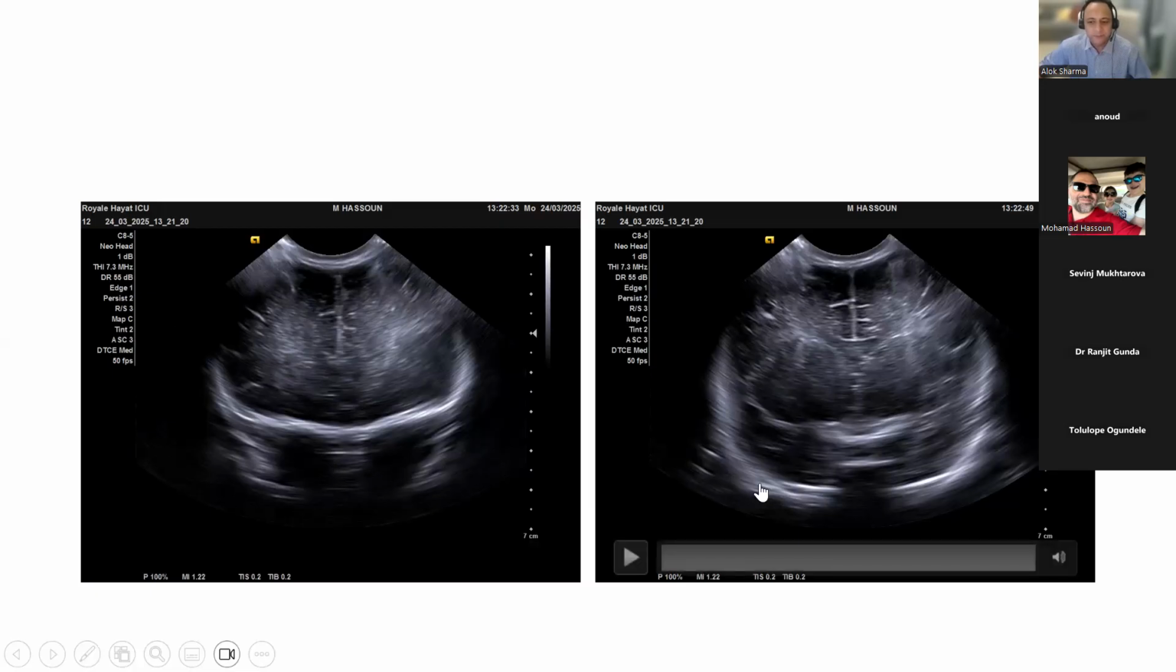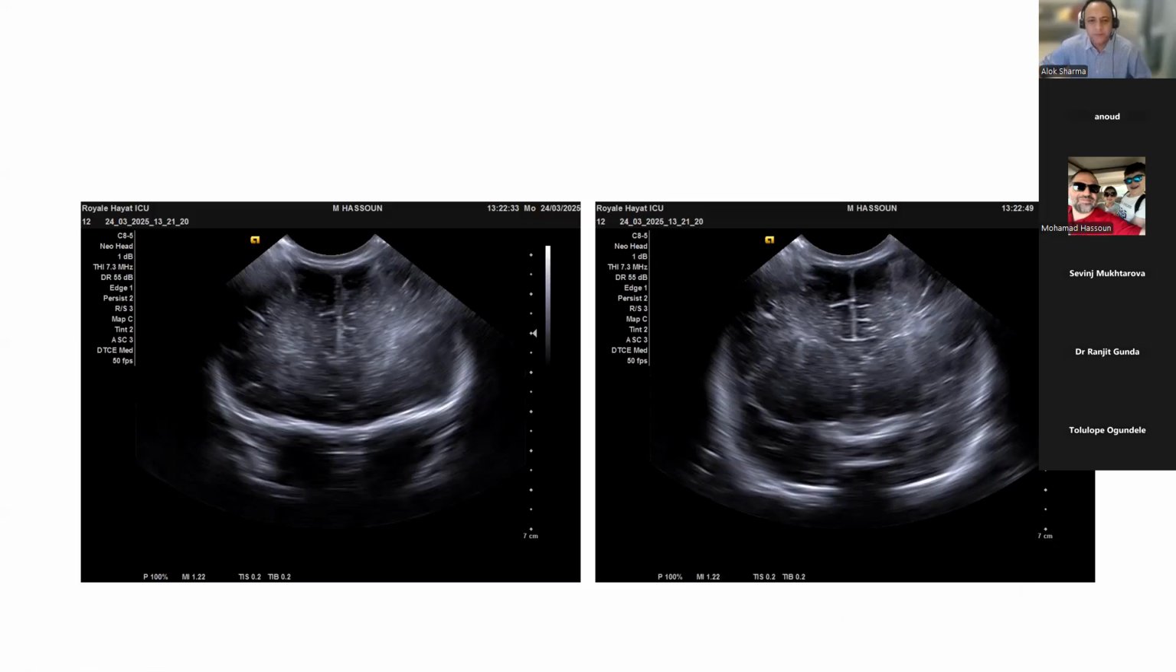When I move to C2, I'm starting to see the anterior part of the frontal horn. I saw a small area here, and also the blush here. I think it is also normal. So this is C2, and my frequency is 7 hertz.